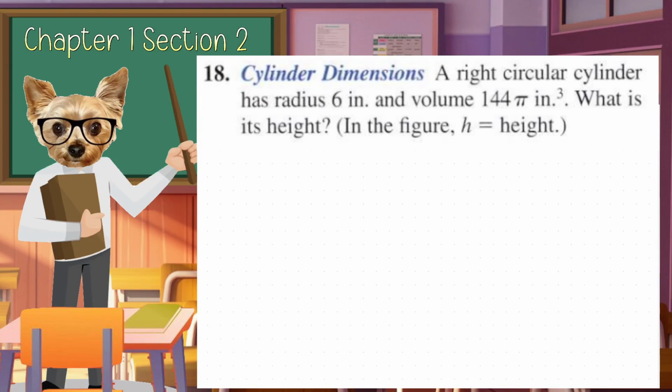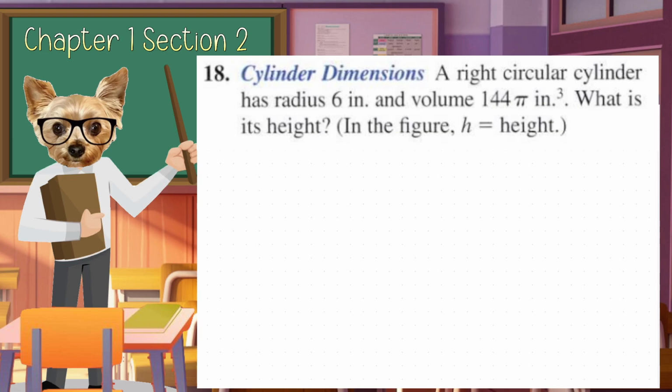Hey everybody, in this video we are doing chapter 1, algebra 2, section 2, word problem exercise number 18. It has to do with a cylinder. Cylinder dimensions. A right circular cylinder has a radius of 6 inches and volume of 144 pi inches cubed. What is its height? There was a figure, I just didn't include it because you might not always have a figure, so I just figured I would draw it myself.